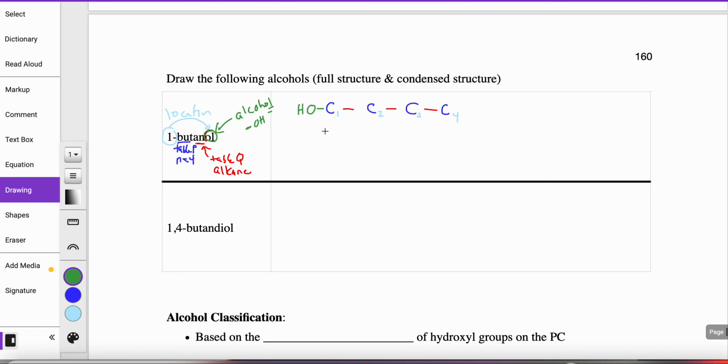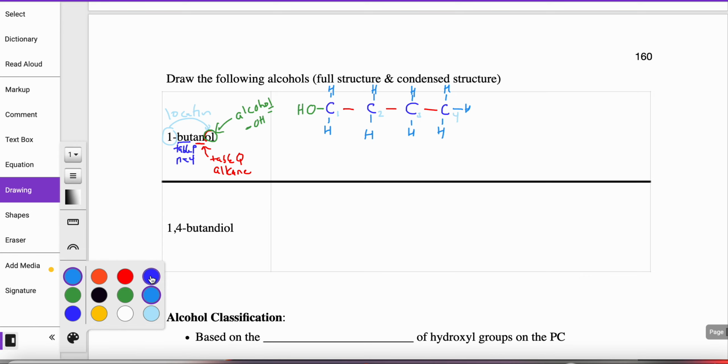The last step is to make sure every carbon has its 4 bonds, and we do this by adding in hydrogen. So carbon 1 has 2 bonds, so it needs 2 hydrogens to get to 4 bonds. Carbon 2 only has 2 bonds, so we have to add 2 hydrogens to it. Carbon 3 only has its 2 bonds, so we add 2 hydrogens to it. And carbon 4 has only 1 bond, so we have to add 3 hydrogens to it.